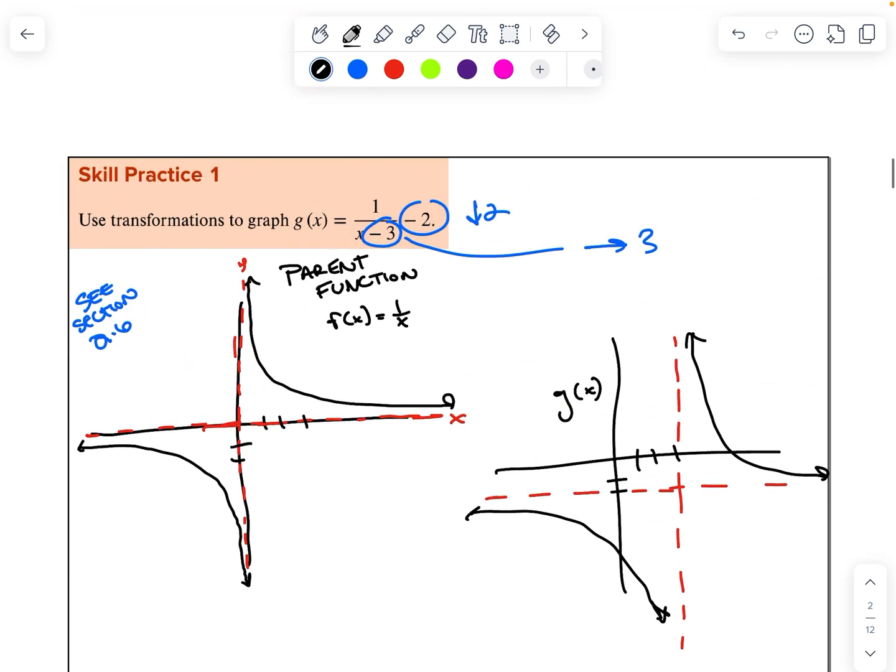All right, this one we know we can graph with transformations because it's just a basic function. There's no x squareds anywhere, right? This is 1 over x. The only thing I've done to that function is add and subtract. And so I know I can graph it with transformations.